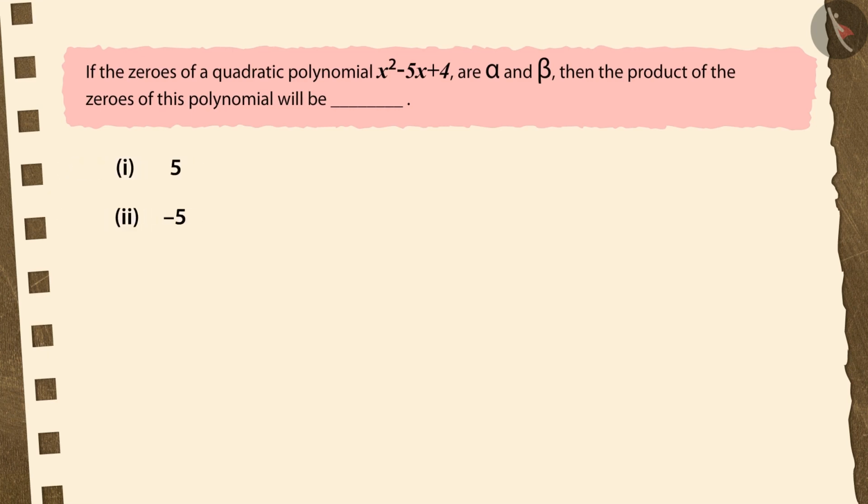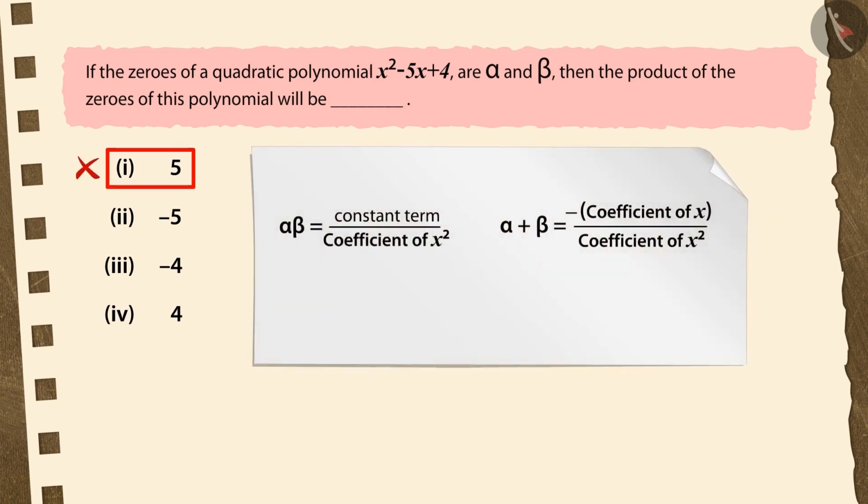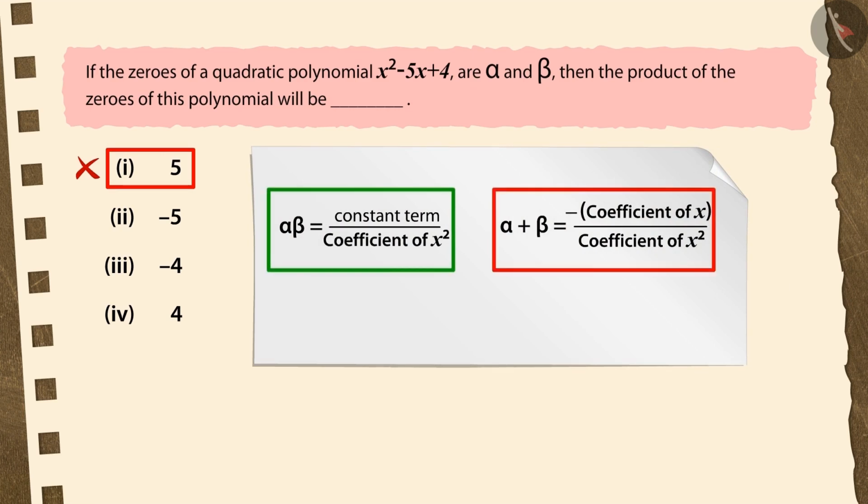The options are 5, -5, -4, 4. To solve this question, pause the video and then match your answer. If you have selected the first option, then you have chosen the wrong answer. Your answer is incorrect because you used an incorrect formula. You did not use the formula for the product of zeros here. You have used the formula for their sum.